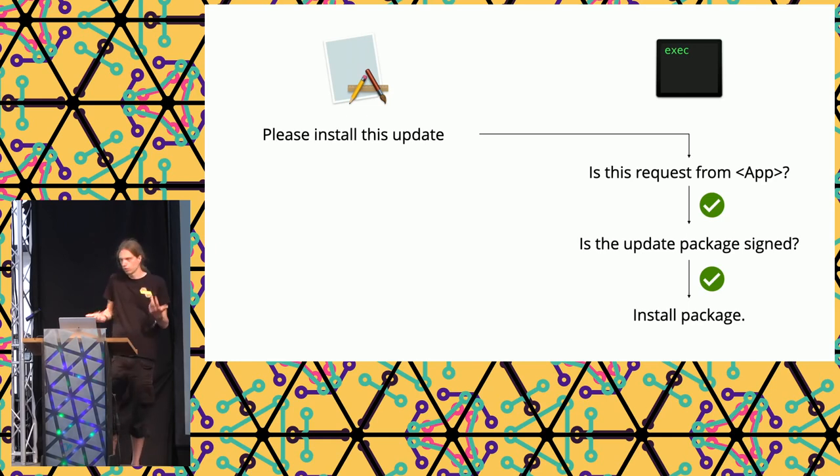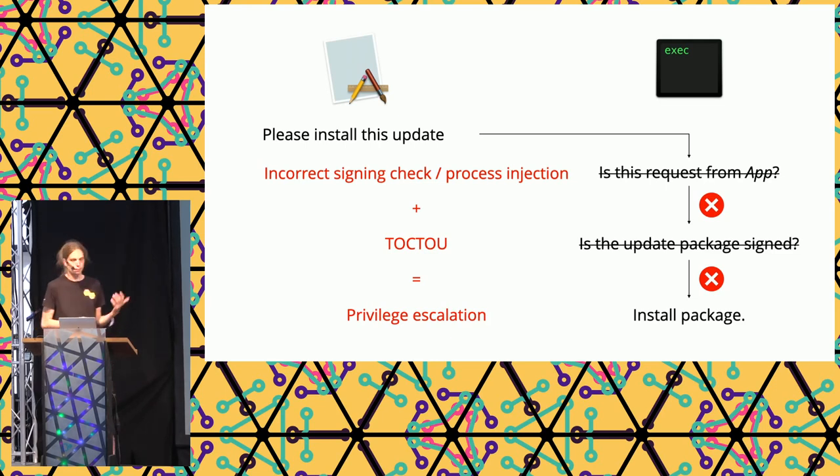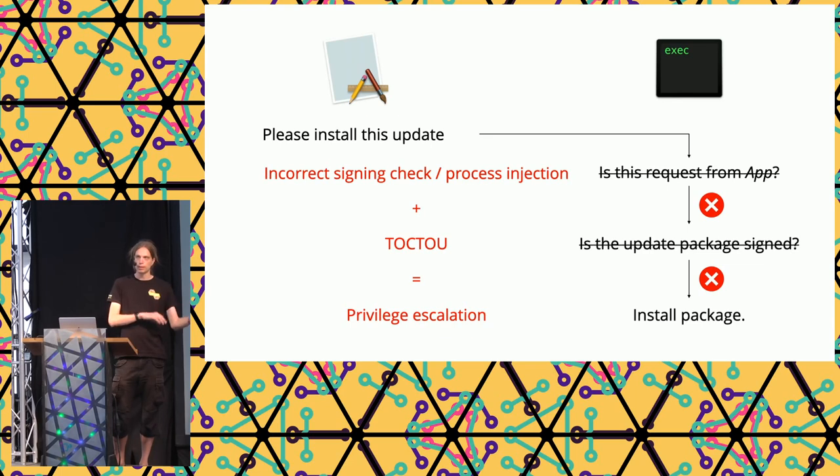Even though there are two things that can go wrong here, it is quite common that both of them are implemented incorrectly. What you often see is an incorrect code signing check or some form of process injection, combined with a time of check, time of use vulnerability. Basically it means that it checks the signature, but before it actually uses the installation package, it is changed. It checks something first, it's correct, and then before it installs it, it was modified. If both of those things go wrong, then you often have a way to gain privilege escalation, because you can install a package, which usually means that you can also elevate privileges to root.